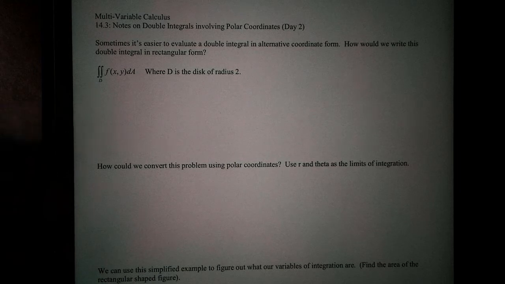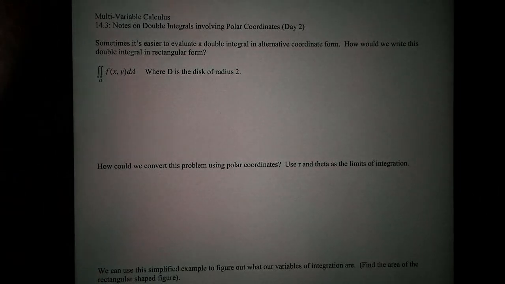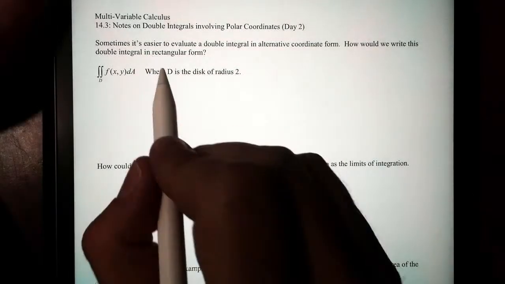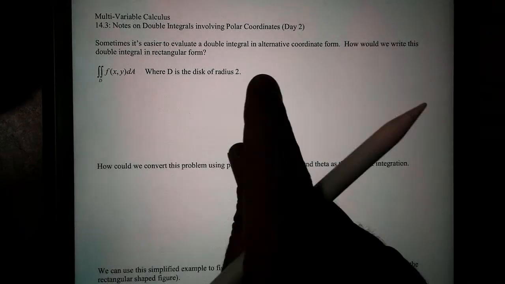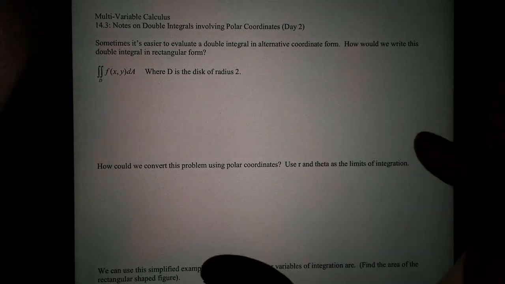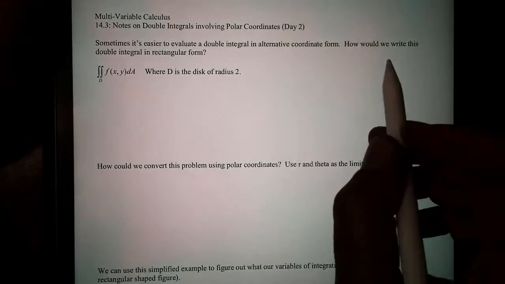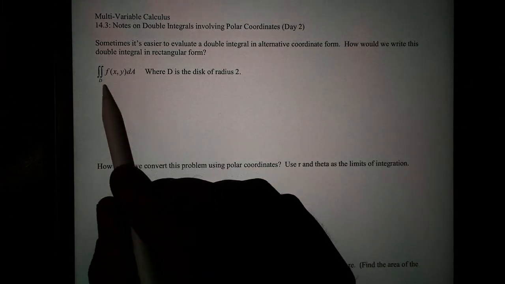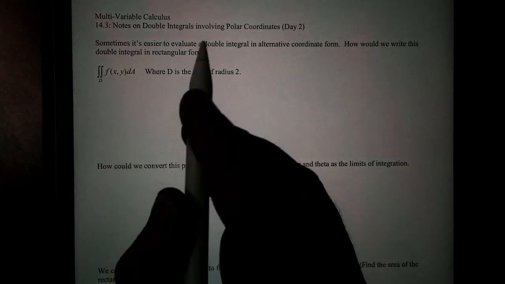They all depend on what we're looking for or if we have to solve these by hand. So sometimes it's going to be easier to evaluate a double integral in an alternate coordinate form. So let's take a look at how we can rewrite them. So let's look at this integral right here. We want to write this double integral in rectangular form.